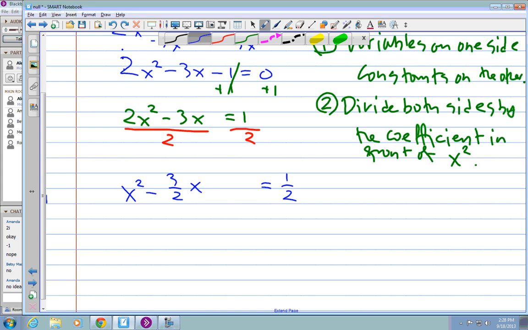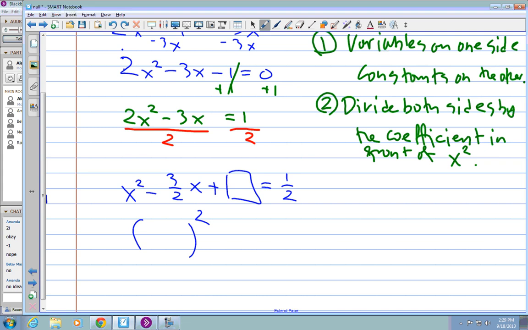How do we complete the square? It should be in your notes from week 1. No, not yet. I want to add something here so my left-hand side becomes a perfect square. That's what I want. Remember how we find that magical piece that we're missing? Come on.